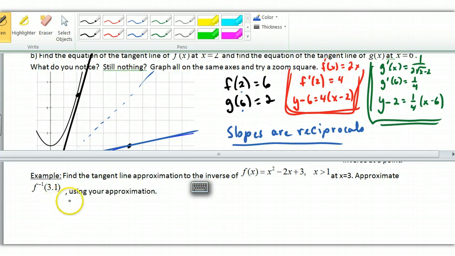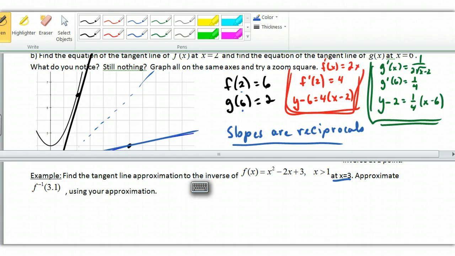Approximate f inverse of 3.1 using your approximation. In other words, maybe we can't find the inverse of this. Switch x and y and try to find the inverse. I think you have to get into a whole bunch of quadratic stuff. So what we want to do is, first of all, this says that x is equal to 3.